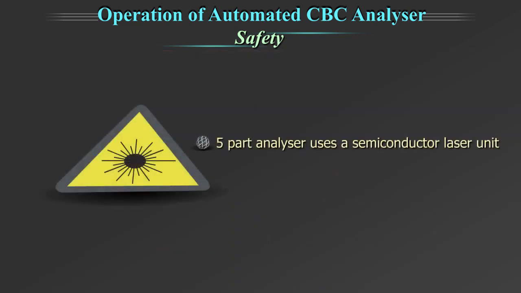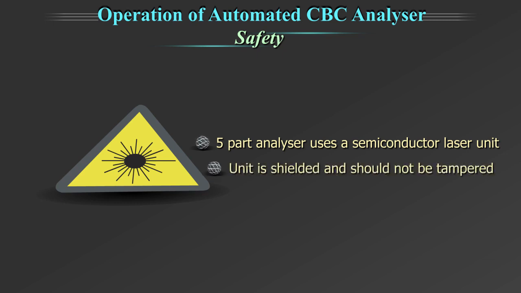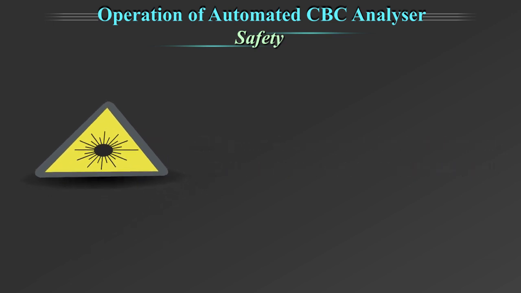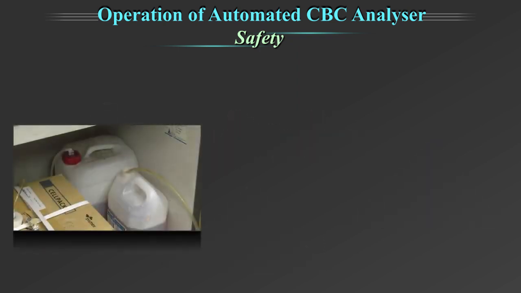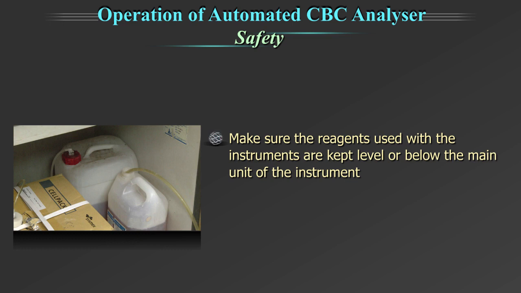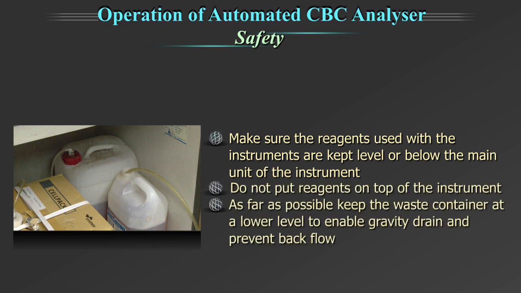The 5-part analyzer uses a semiconductor laser unit. This laser unit is shielded and should not be tampered with. All equipment having pictorial hazard signs with safety warnings should be kept in mind. Make sure the reagents used with the instrument are kept at a lower level or below the main unit of the instrument. Do not put reagents on top of the instrument.